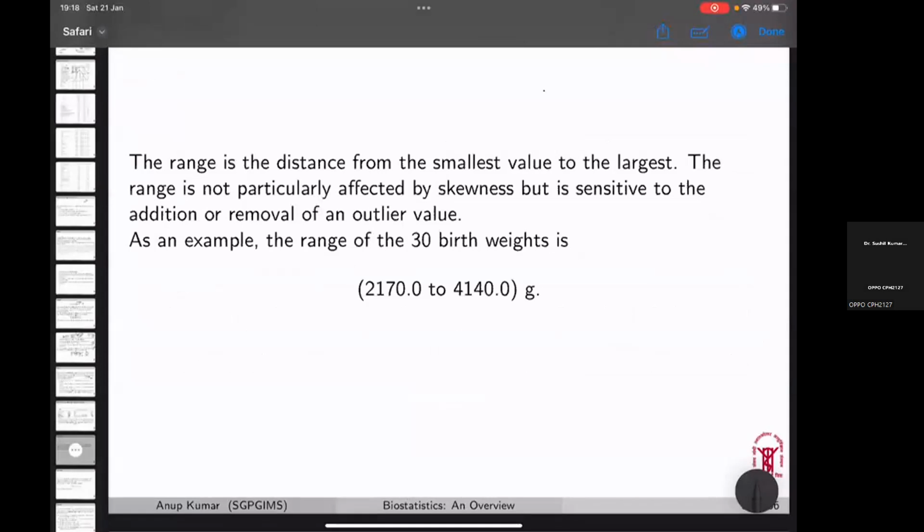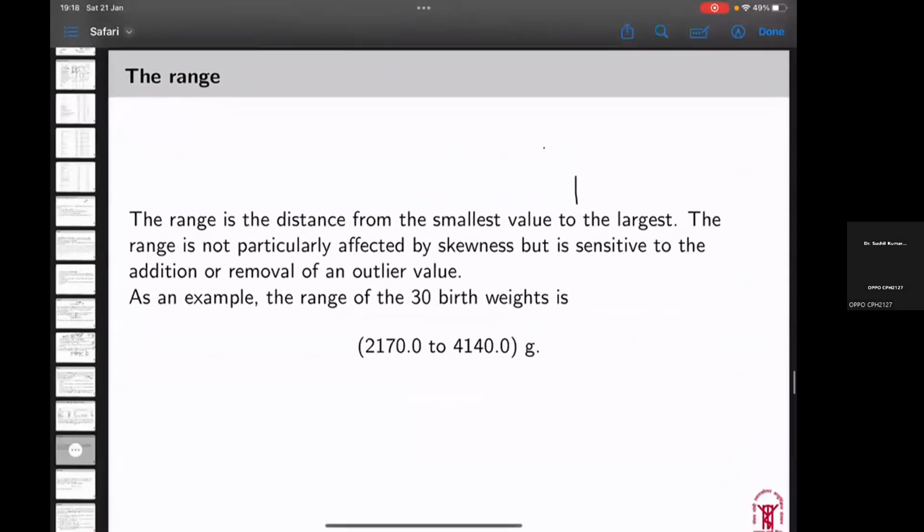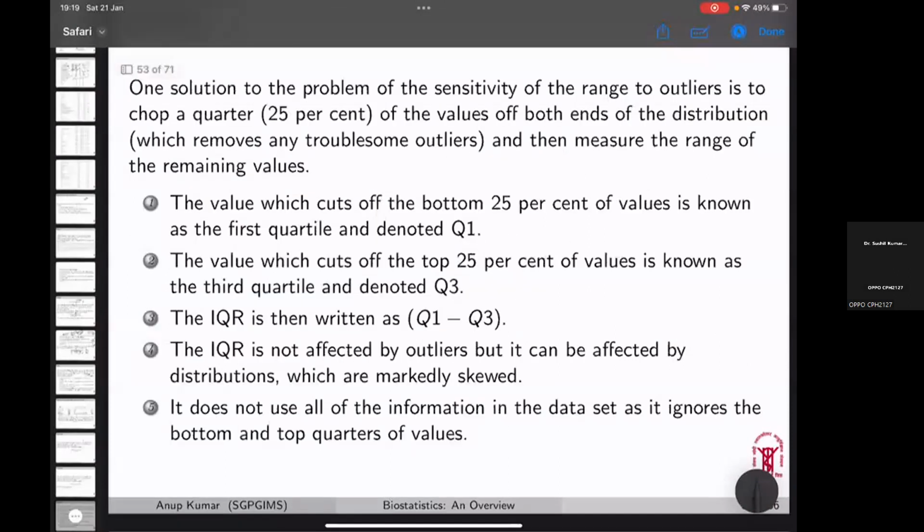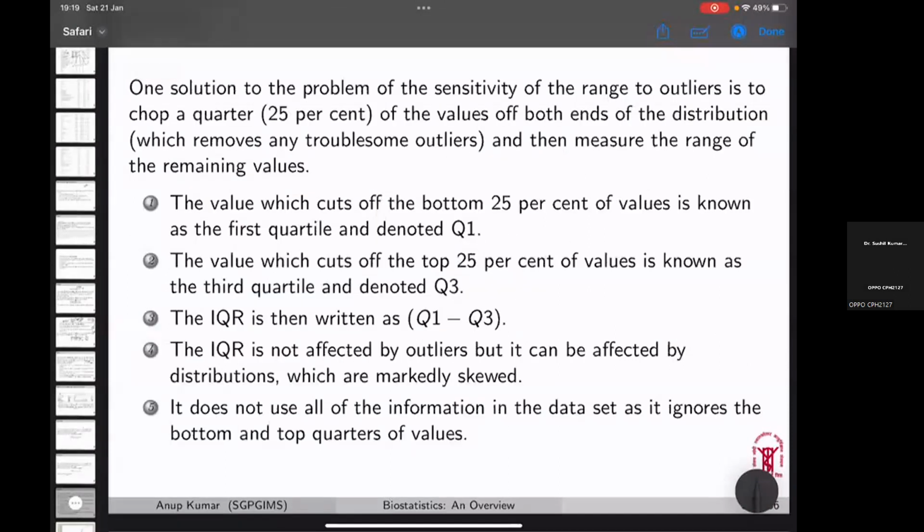Until now, we were discussing the measures of location. Now we will discuss measures of dispersion, that is, how much your data is scattered. The very simple thing that you can present is the range. Just present the minimum and maximum value of the data. It will give the reader an idea of the range in which the people are distributed. Now the question is again, what if outliers are present? If outliers are present, you can go with the quartiles.